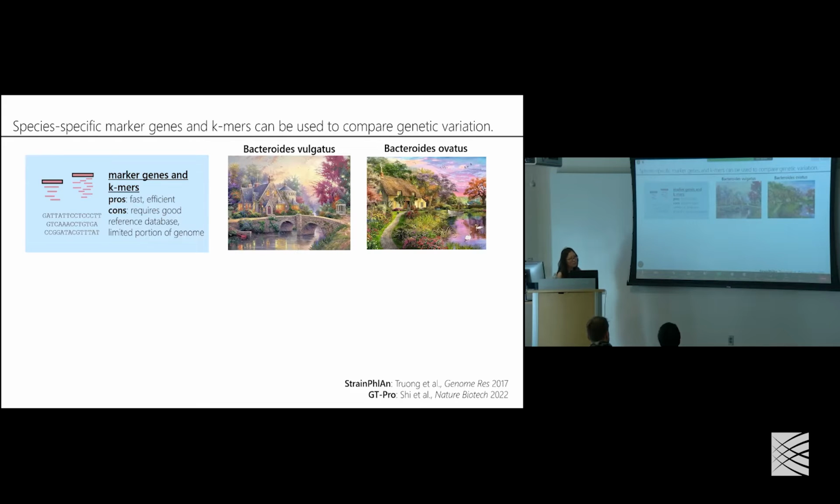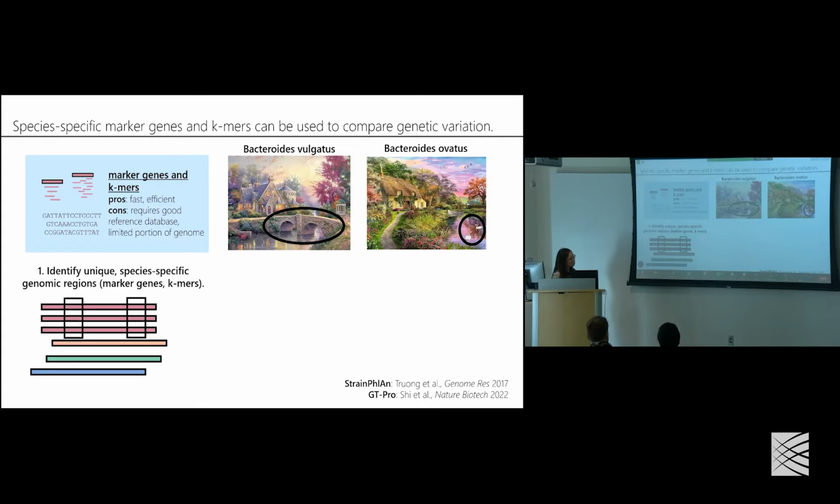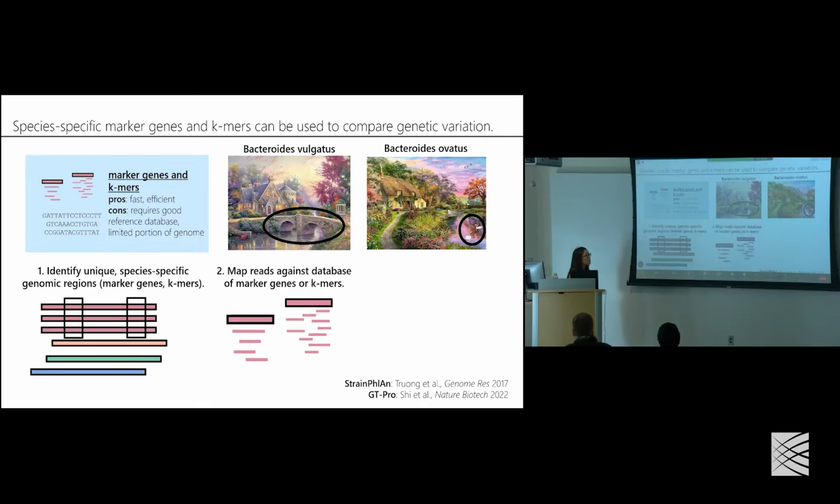The analogy here would be, again, thinking about these genomes as puzzles. We're just focusing on distinct features of particular species that are different between species, but ideally conserved within species. This can help us focus on parts of the genome that are really informative about strain level variation. Typically the first step here is to identify unique species-specific genomic regions. This may be marker genes or, again, just short k-mers. And then we can map reads against this database of marker genes or k-mers to profile composition.